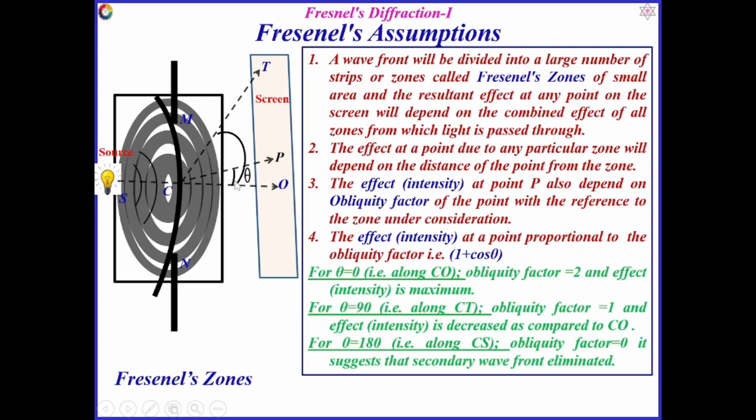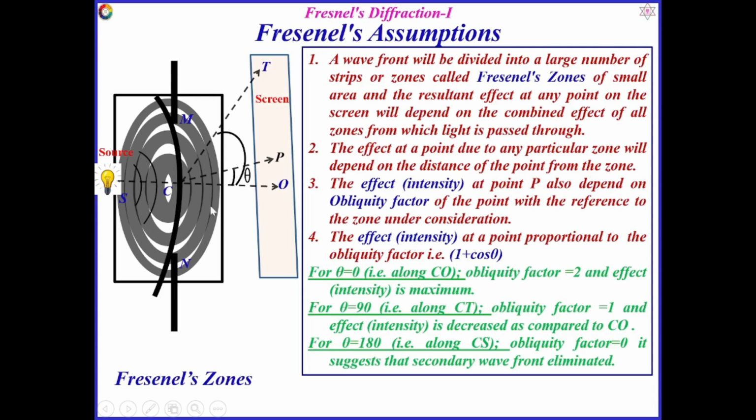Okay, so along CT, the intensity decreases as compared with CO. Likewise, if we consider theta as 180, 180 means this one. So here we are considering that the light is traveling backward. It is not possible because the wavefront is traveling this way, and we are trying to observe the diffraction pattern on the right side of this slit, but on the left side there are no observations. There is no screen on your left side, so we could not consider the CS path.